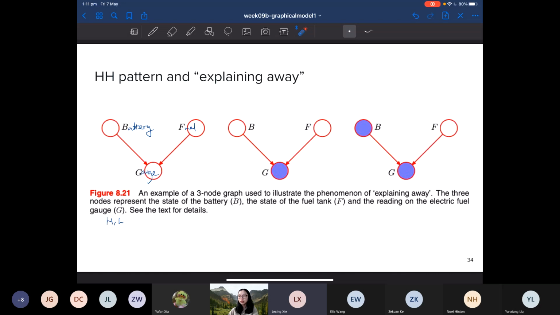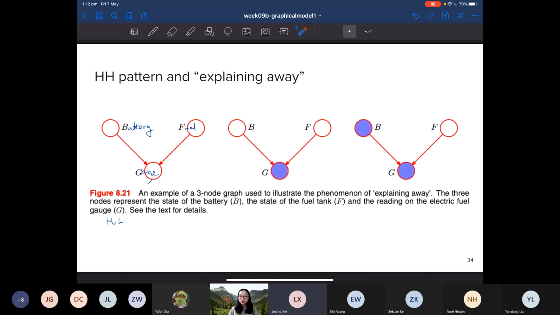Right. So if you read the corresponding textbook section, it contains the calculations. What it means is, okay, if we don't know whether the fuel gauge is low or not, battery and fuel are sort of driven by different physical systems in your car. They're sort of independent of each other. If we know that the gauge is low, however, then we need to blame either battery or fuel, right? And do something, right? Need to act.